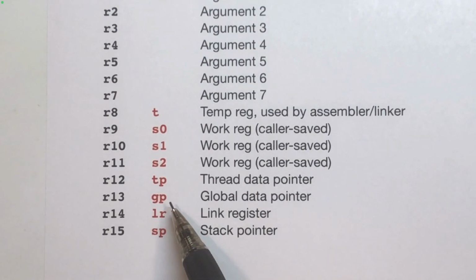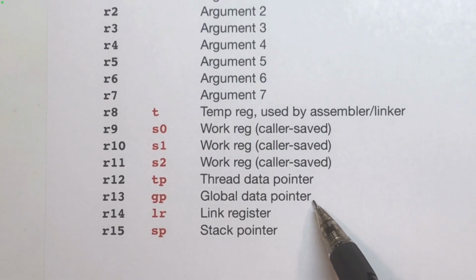Register 13 is called the global pointer, GP, and that is usually constant throughout the existence of the program and would be the same for all threads within that program. This just makes addressing easier and is used to access variables and static data.